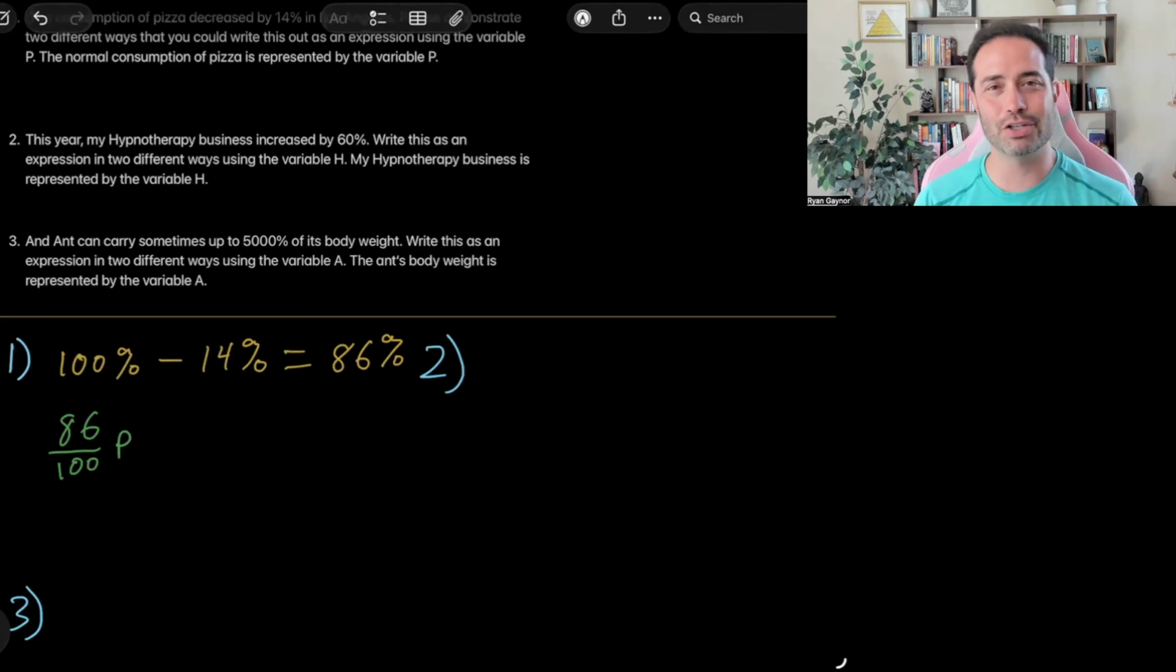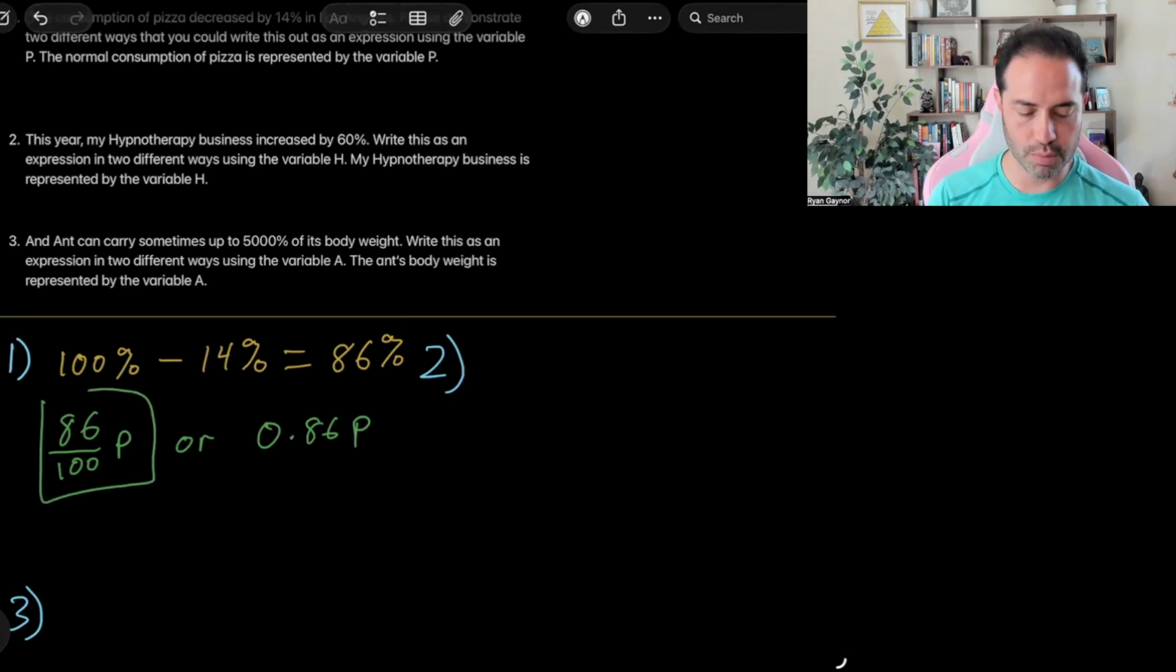But now let's actually do 86 divided by 100. If I do that, I'm moving the decimal 2 places to the left. So that means it will say 0.86p. So these could be your two possible answers.